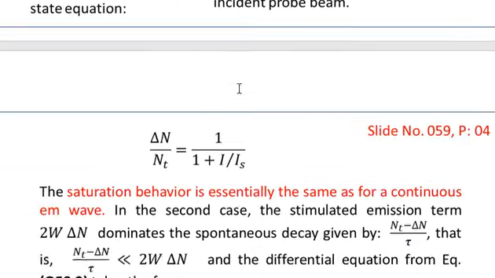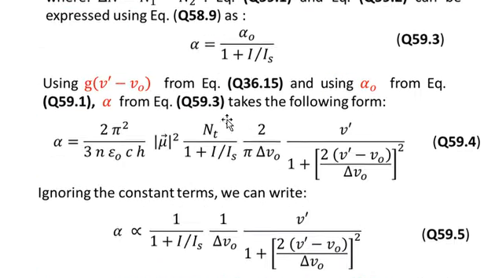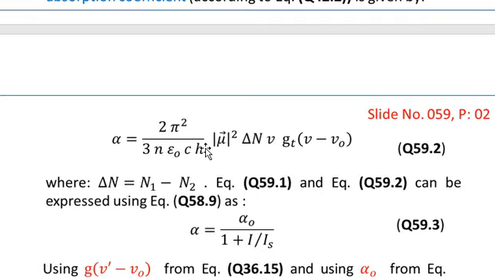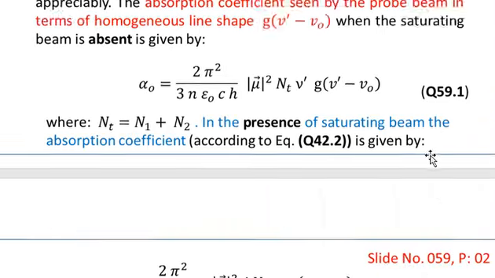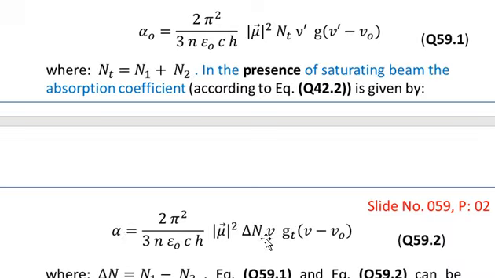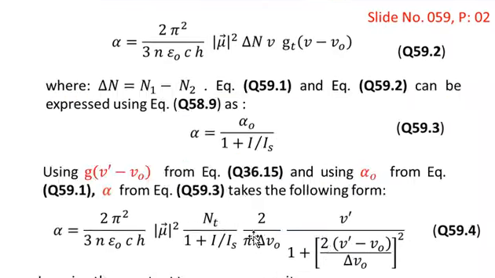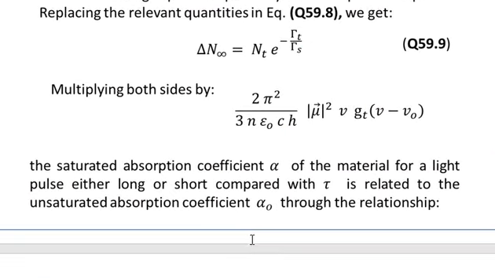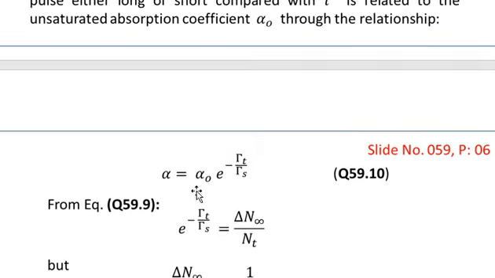We have already defined alpha and alpha naught previously in these slides. Alpha has been defined in equation number 2 and alpha naught has been defined in equation number 1. Alpha naught has a definition with nt as the total population, and alpha has the definition with delta n as the population difference, which is n1 minus n2. So using these definitions, we have obtained alpha is equal to alpha naught e to the power minus gamma t over gamma s.